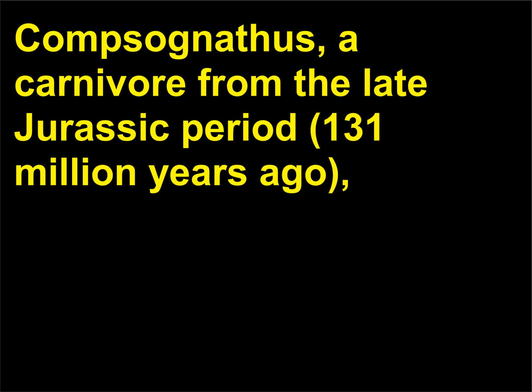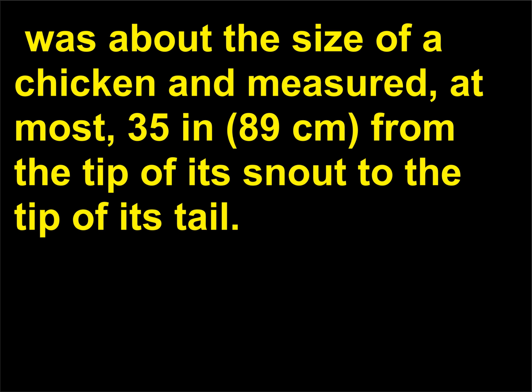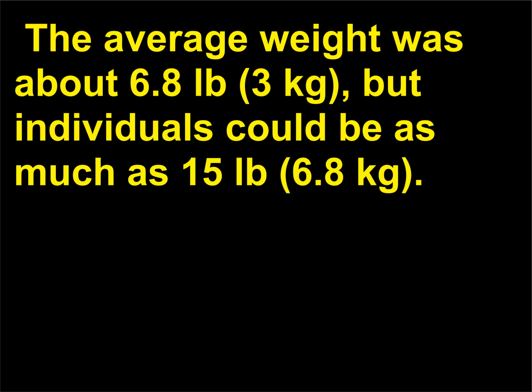Compsognathus, a carnivore from the late Jurassic period, 131 million years ago, was about the size of a chicken and measured, at most, 35 in, 89 centimeters, from the tip of its snout to the tip of its tail. The average weight was about 6.8 pounds, 3 kilograms, but individuals could be as much as 15 pounds, 6.8 kilograms.